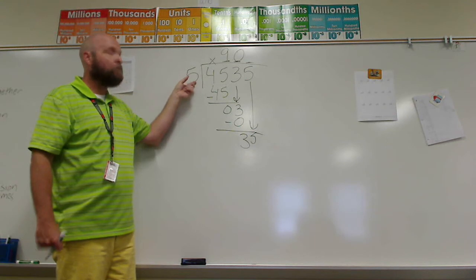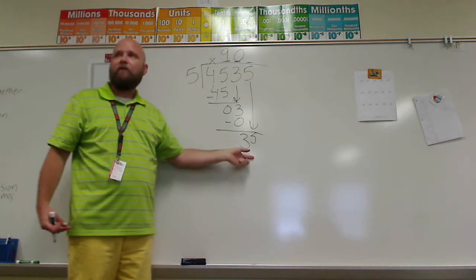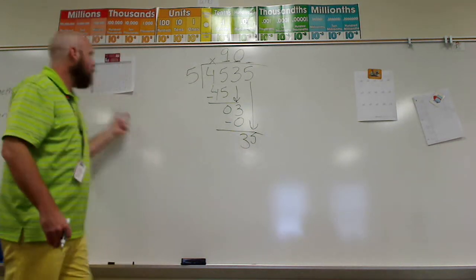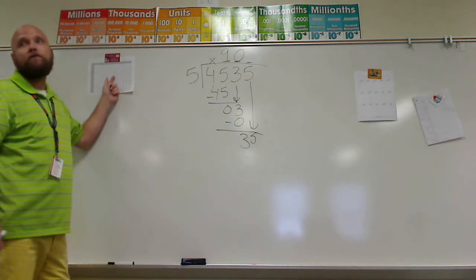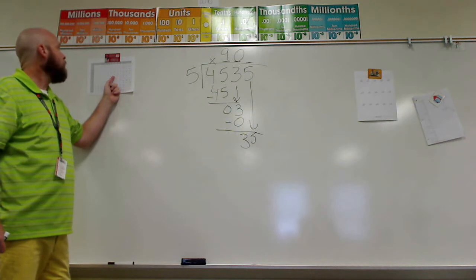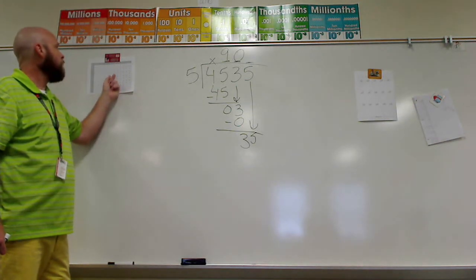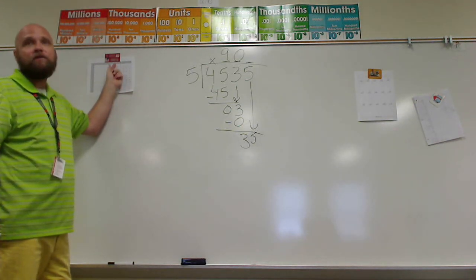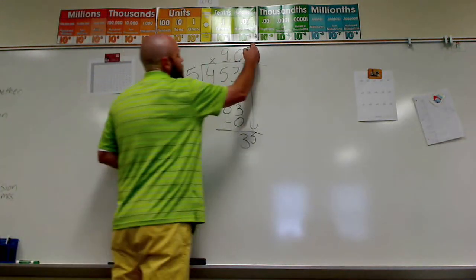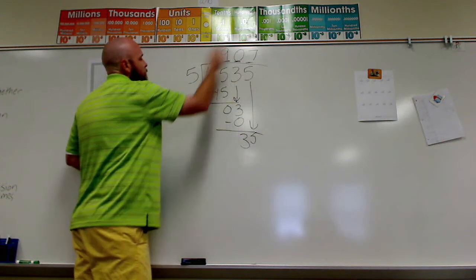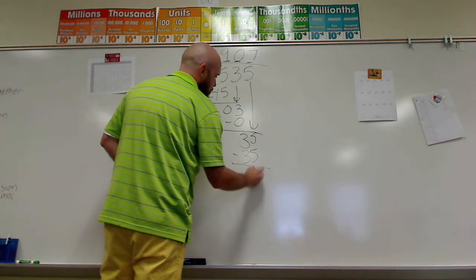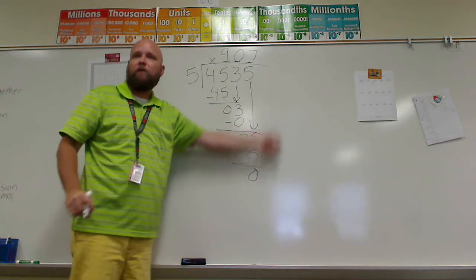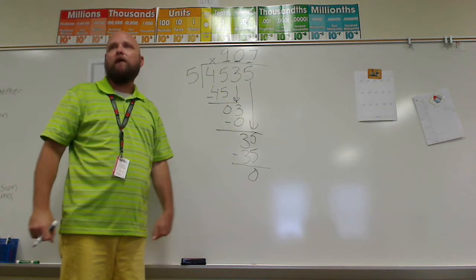And I ask myself, self, does 5 go into 35? And myself doesn't know, so I go over to the 5 row. I go over until I find the number closest to 35 without going over. In this case, it's exactly 35. I go up, and my answer is 7. So 7 goes up here above the 5. 7 times 5 is 35. I subtract, I get a 0. There's nothing else to bring down, so I'm not going to have any remainders.